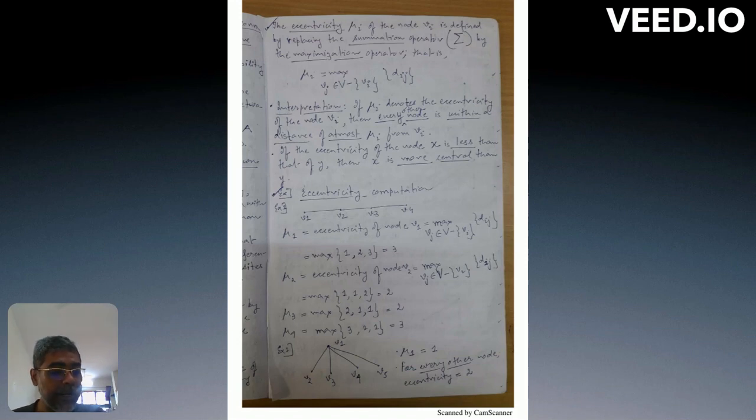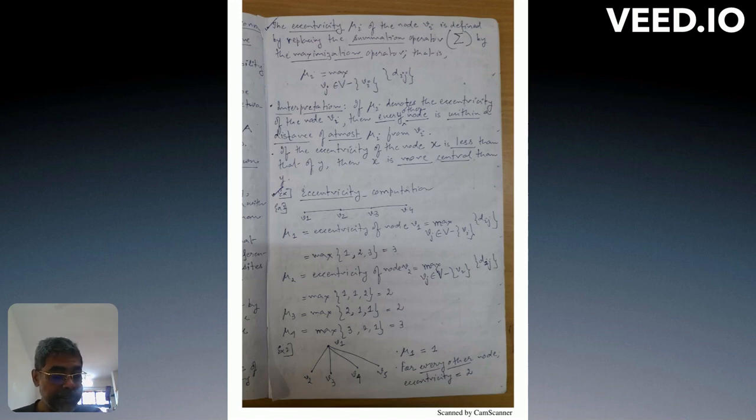So first example, we take the very simplest example as I showed in the presentation. There is a linear chain of four nodes V1, V2, V3, and V4. And if you want to compute the eccentricity of node V1, it's the maximum of Dij over Vj in V minus Vi, that's equal to max of 1, 2, 3, so it comes out to be 3. The distance between V1 to V2 is 1, V1 to V3 is 2, and V1 to V4 is 3. So the maximum of 1, 2, 3 is 3.